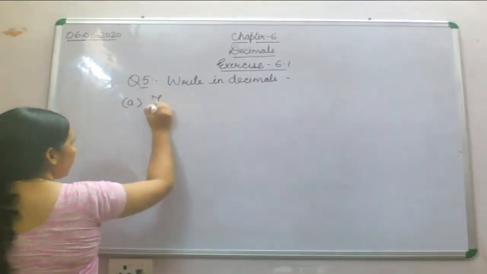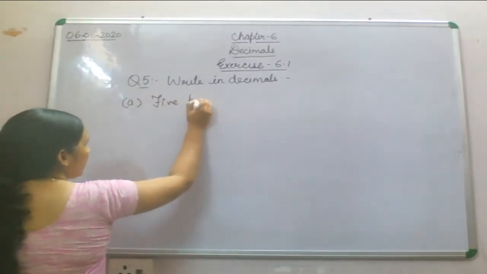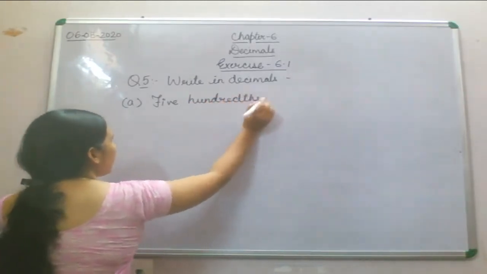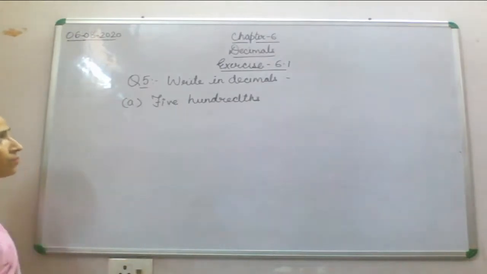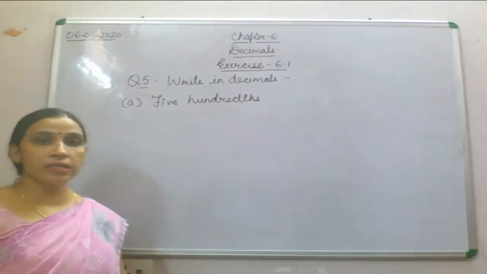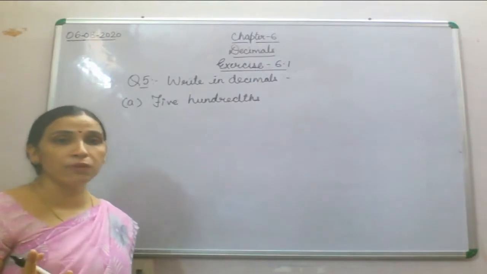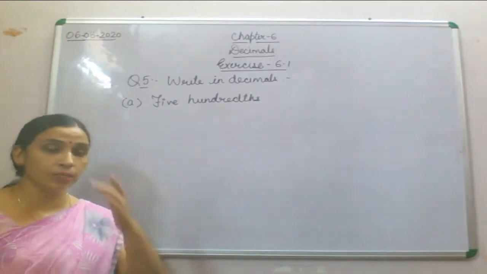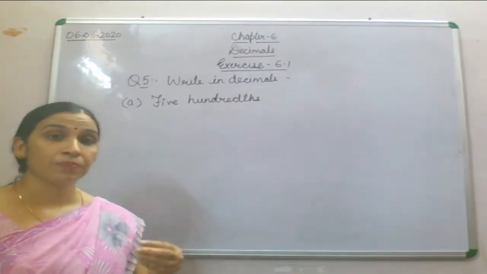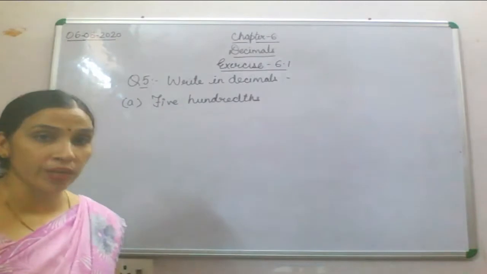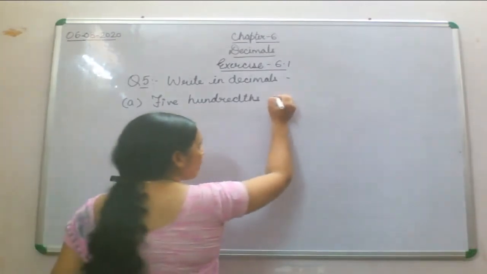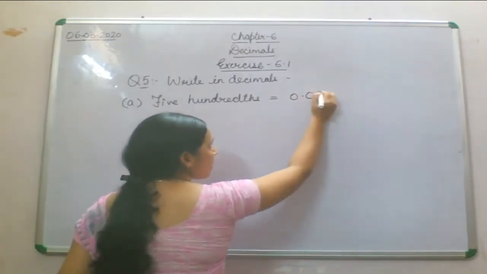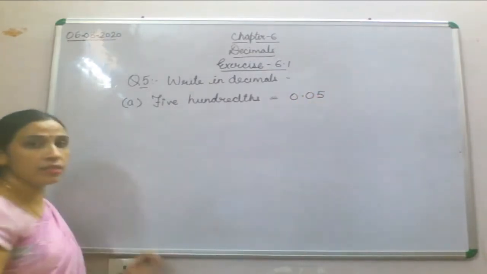A part is 5 hundredths. Now this is your first one, 5 hundredths. 5 hundredths means the place value is hundredths, so after the decimal you have to write 5 in the second place. If you write 5 in the hundredths place, what will you write in the tenths place? Correct, you will write 0 over there. So we will write 0, then the decimal point, then 0 on the tenths place and then 5 on the hundredths place.